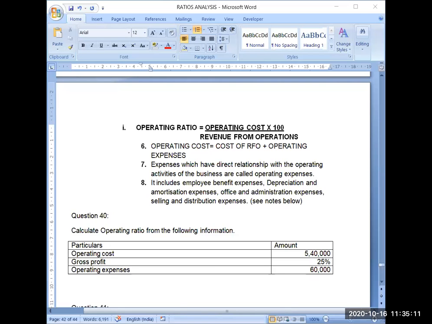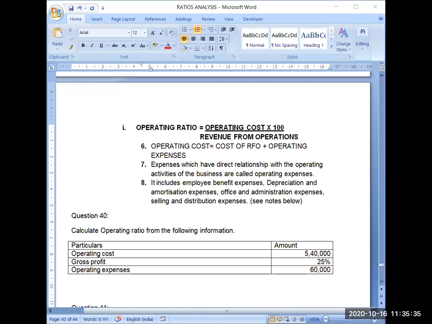Or if we are analyzing our competitor's accounts, then we will be able to know the operating cost of our competitor. Suppose the operating cost of our competitor is 74% and ours is 60%. That means we have low cost, and obviously our profit will be higher than our competitor's.